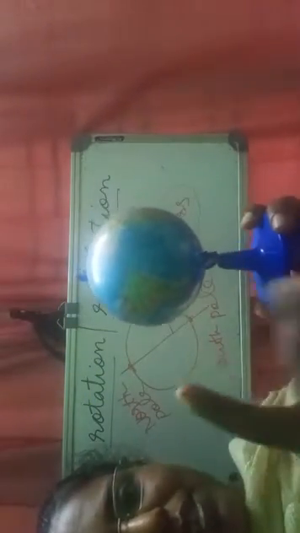The rotation of the earth causes day and night. We have 12 hours of day and 12 hours of night, 24 hours there. The earth moves on its own axis, called rotation, and it takes 24 hours to complete one rotation. And to show how days and nights are caused, see here.